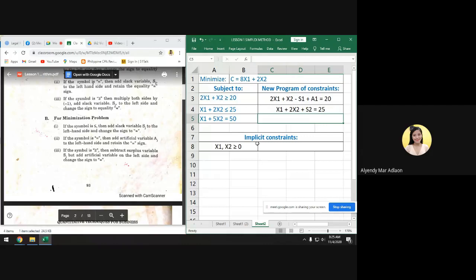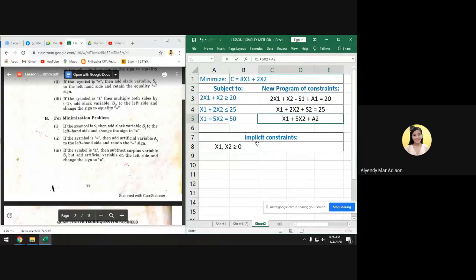And then for the third one, since equal sign man na siya daan, if the symbol is equal sign, then add artificial variable A to the left-hand side and retain the equal sign. So we just have to add an artificial variable. So that is x sub 1 plus 5x sub 2 and then add artificial variable, so plus A sub 2.